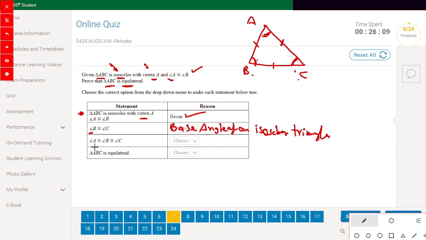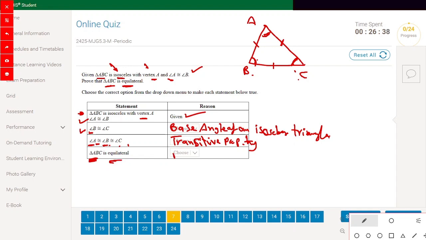Okay. Now angle A is congruent to angle B, which is given, and angle B is congruent to angle C. So angle A is congruent to angle B, which is congruent to angle C. This is called the transitive property, right? So that means that triangle ABC is equilateral.